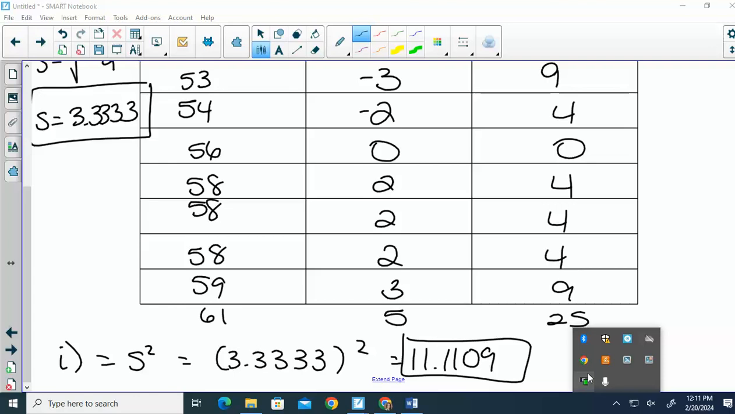Can you have more than one mean? Can you have more than one median? Mode? Yes. What is a mode? We haven't done that one a lot, but it's the one that shows up the most often, and you could have a tie, so we could have multiple modes.